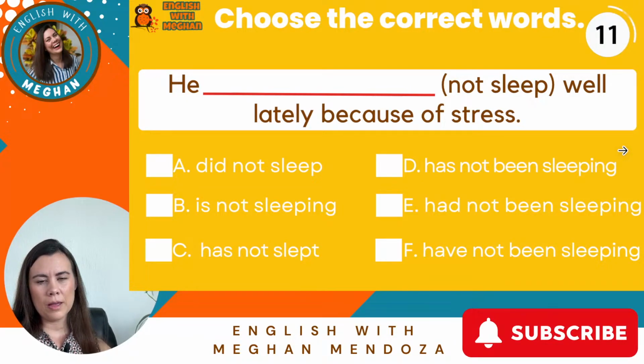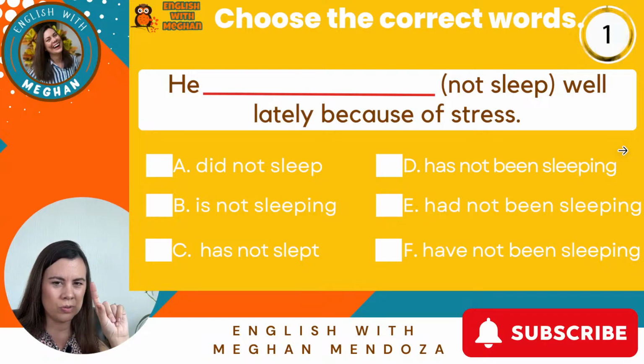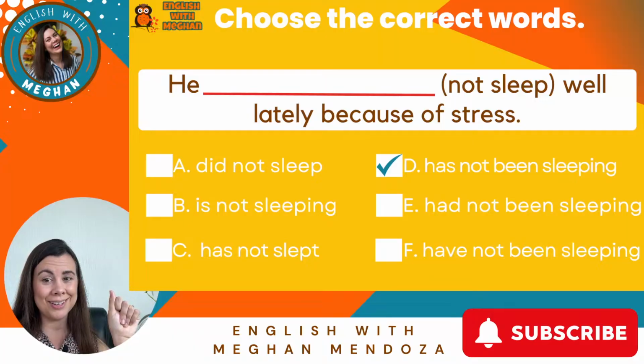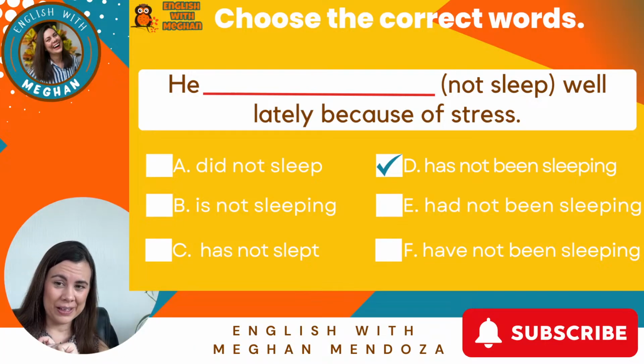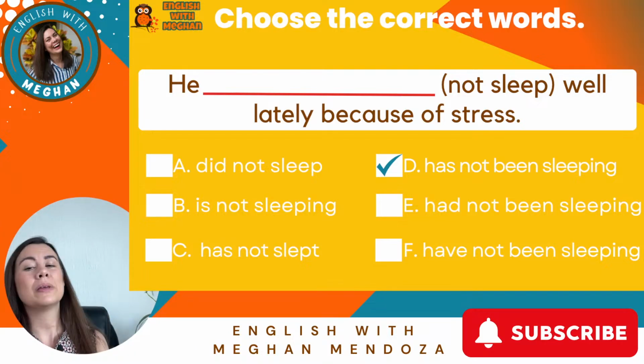He, blah, blah, blah, not sleep well because of stress. Not sleep well lately. 5, 4, 3, 2, 1. The answer is D. Whew, that's long. He has not been sleeping well lately because of stress.